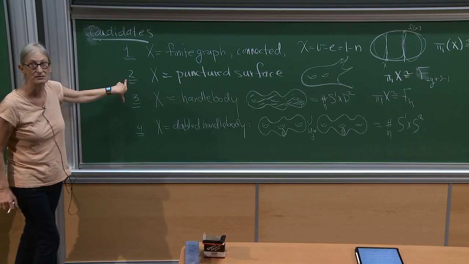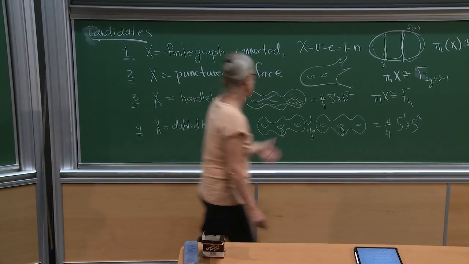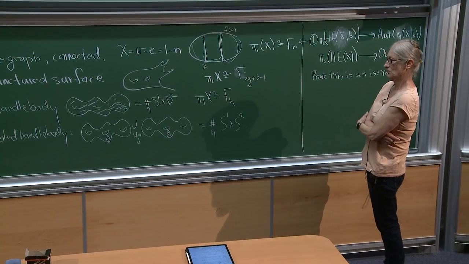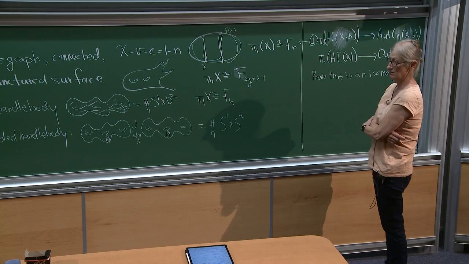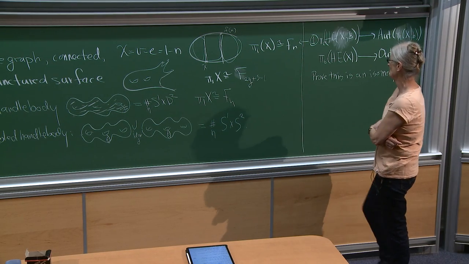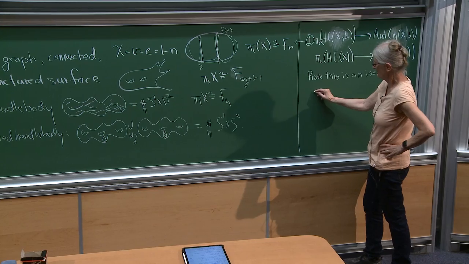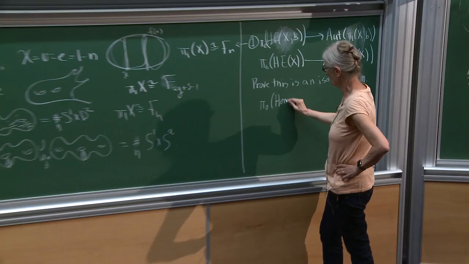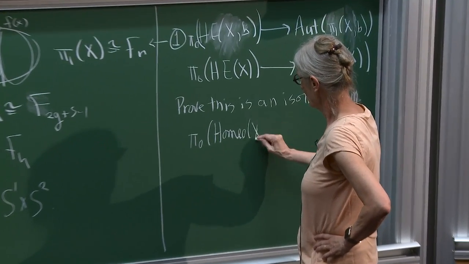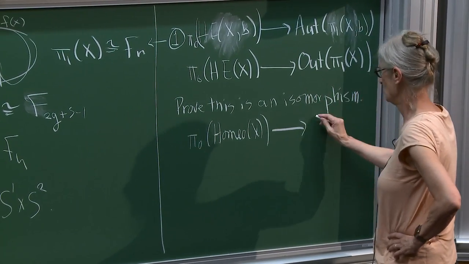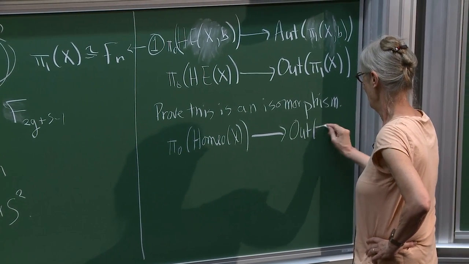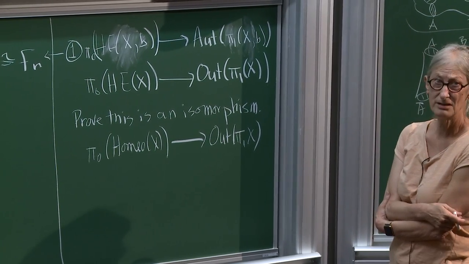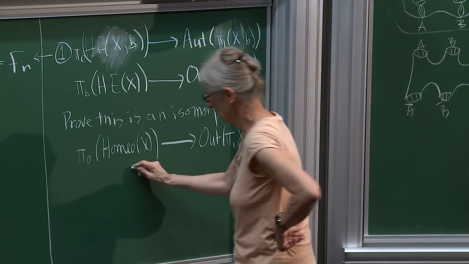What about a punctured surface? Punctured surface, it's certainly true. Actually, it's true for surfaces that homotopy equivalences are homotopic to homeomorphisms. So instead of pi naught of HE of X, I could think of pi naught of homeomorphisms of X. So I get a map like this. Turns out that this is not surjective.